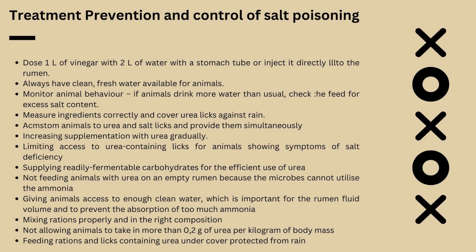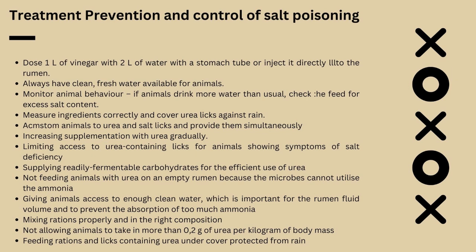Treatment: prevention and control of salt poisoning. Dose 1 L of vinegar with 2 L of water with a stomach tube or inject it directly. Alter the rumen. Always have clean, fresh water available for animals. Monitor animal behavior. If animals drink more water than usual, check feed for excess salt content. Measure ingredients correctly and cover urea licks against rain.